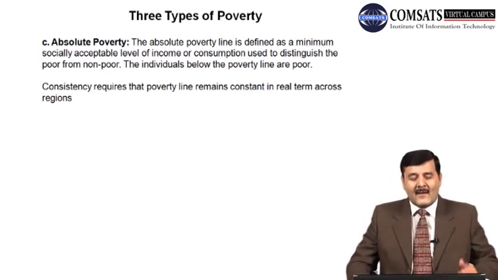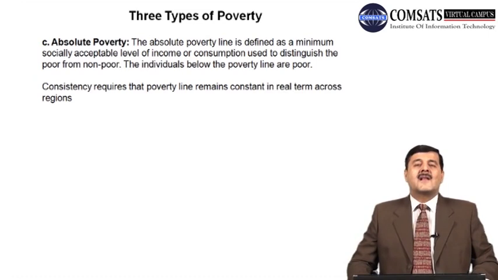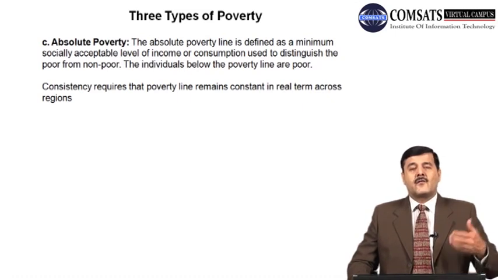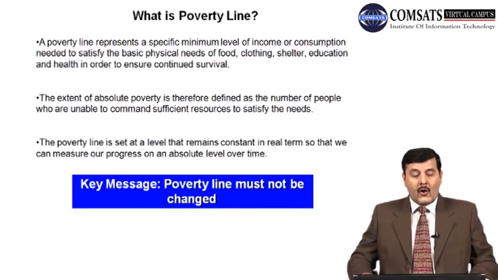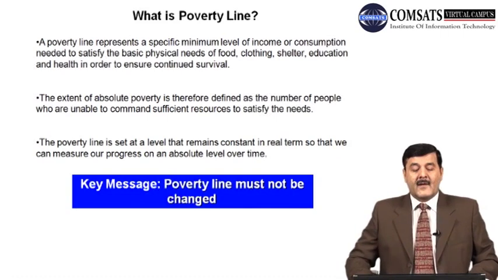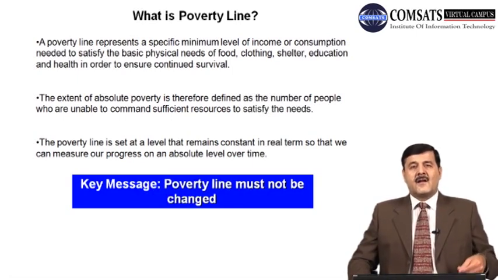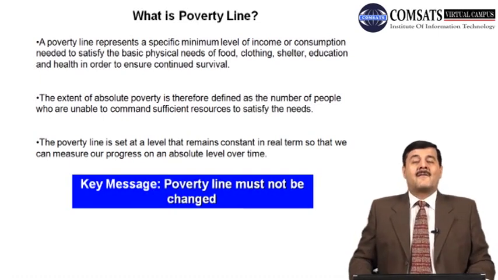Now consistency requires that the poverty line remains constant across regions. In real terms, across regions it should remain the same. So a poverty line represents a specific minimum level of income or consumption needed to satisfy basic physical needs such as food, clothing, shelter, education, health in order to ensure continued survival.